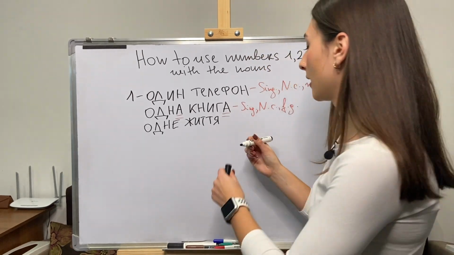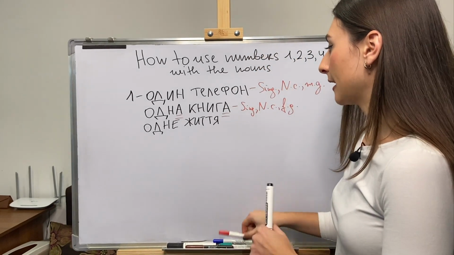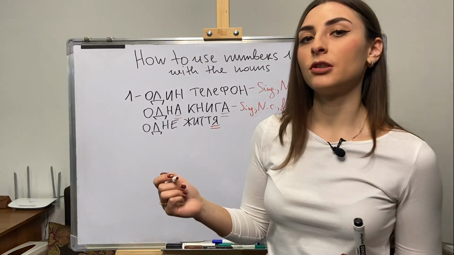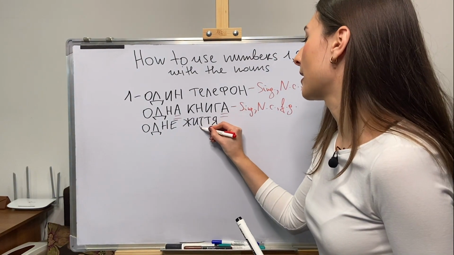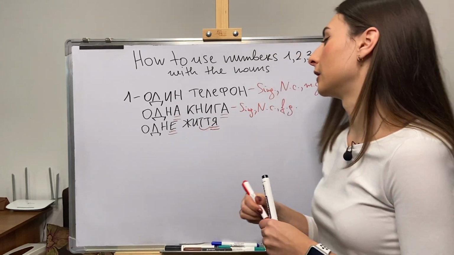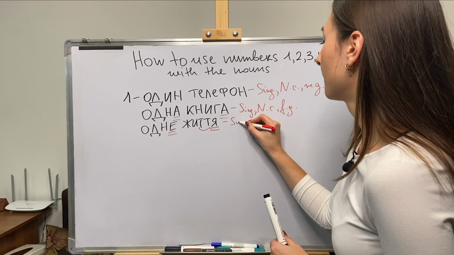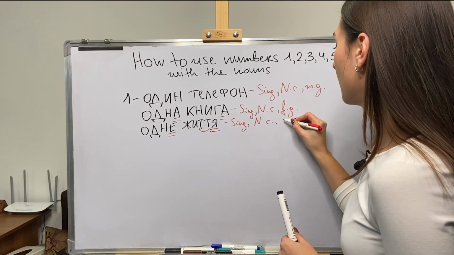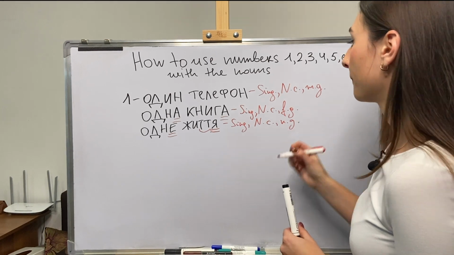Okay, correct. So we see it ends in -ya, but this is not a feminine gender noun because it is preceded by a double consonant, so therefore we use the form одне, neuter. So this is singular, nominative case again, and this is neuter gender.